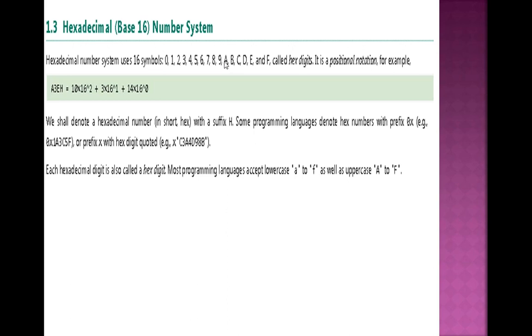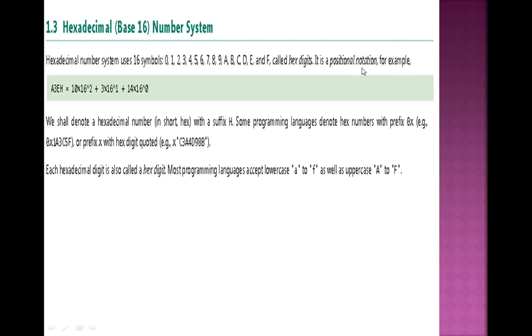And these are known as hexadecimal digits. Hexadecimal uses 16 symbols, from 0 to F. First of all, 0 to 9 are the digits and A to F are the characters. These are known as hexadecimal or hex digits. It is a positional notation.